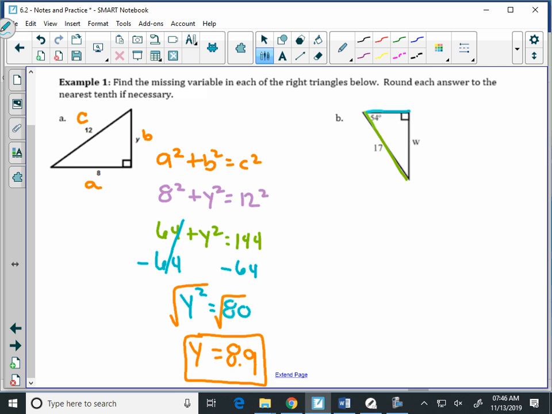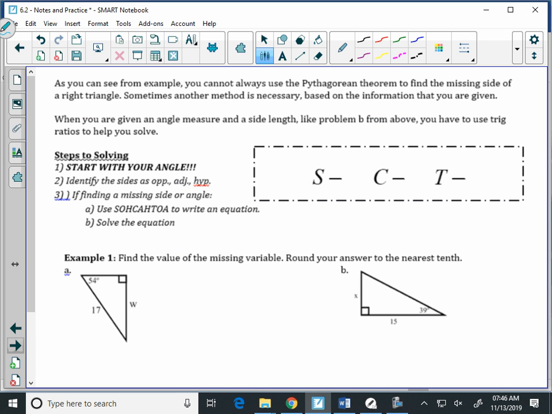Sometimes we can't use the Pythagorean theorem. Just like we saw in this example, the Pythagorean theorem would not work for B because we only have one side. If you use the Pythagorean theorem, you have to have at least two sides. So when you're only given one side in a right triangle and you need to find a missing side, we can use those trig ratios. We can use SOHCAHTOA. Remember, SOHCAHTOA is opposite over hypotenuse, adjacent over hypotenuse, opposite over adjacent. You can also use your formula sheet, lots of ratios on there as well.